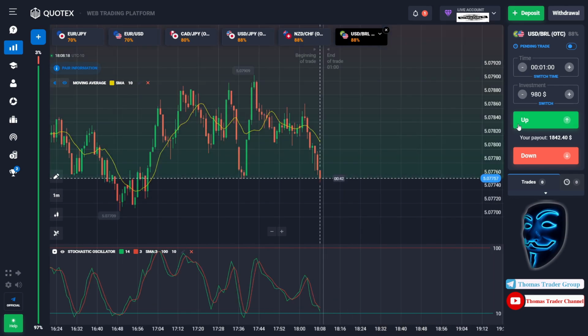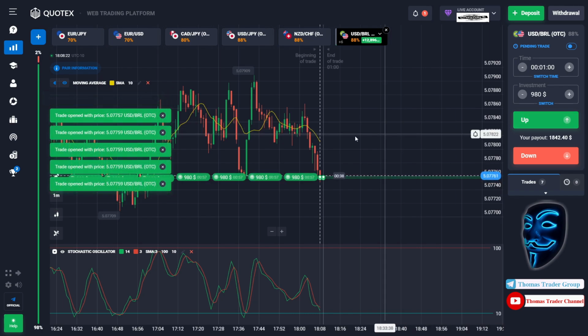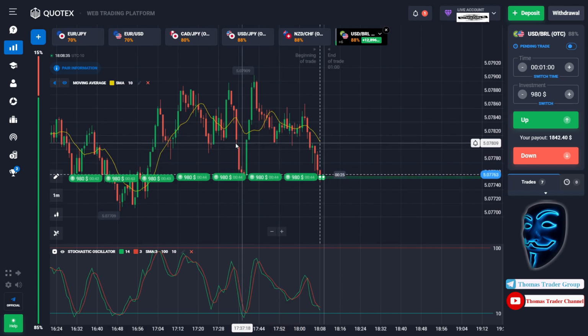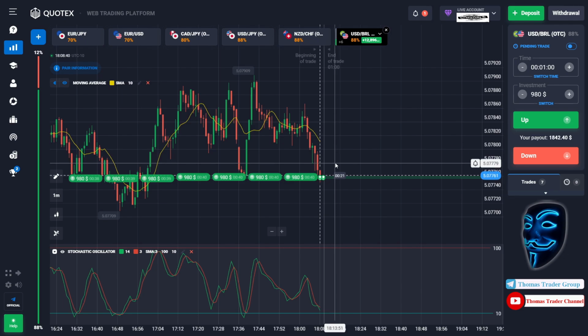Over here we can open buy for 1 minute. As you can see, the market is going bearish and the market has already touched the support area. When the market touches the support area, it will make a rebound and it will make a correction to the moving average line or the resistance area over here before it continues the bearish trend. Let's prove it and let's wait till the end of our trade.